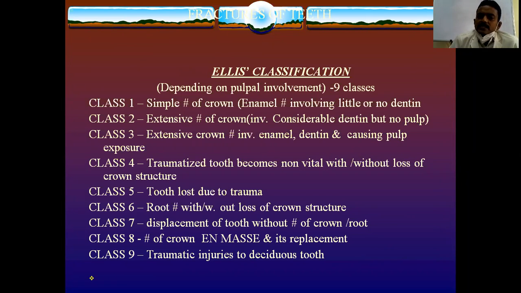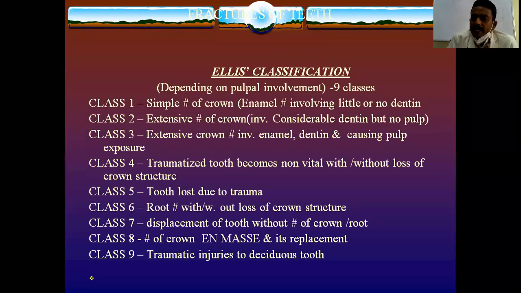Class 1, simple fractures of the crown. See, I repeat, you all know the parts of a tooth: enamel, dentine, pulp, all these parts. So if you can remember the parts of a tooth, you can easily remember this Ellis classification of fractures. Class 1, simple fracture of crown. Here the enamel is fractured, but there is little or no involvement of the dentin.